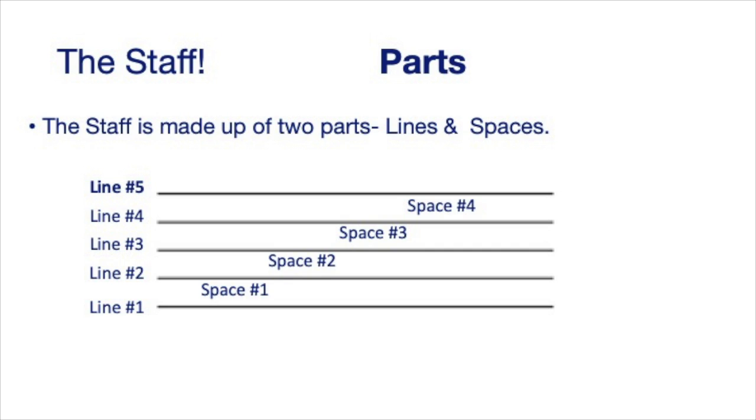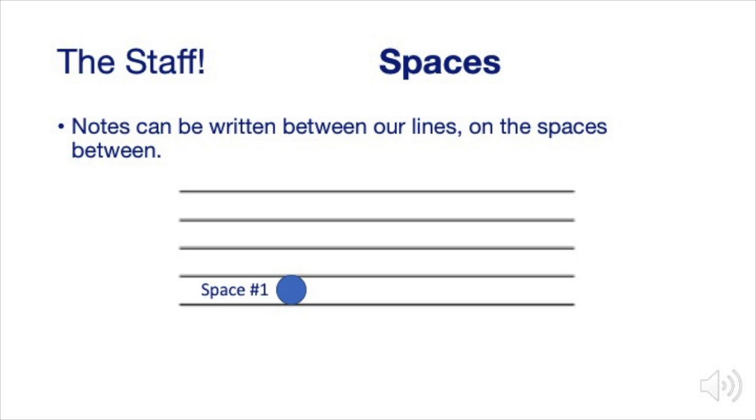Now the second part of our staff are the spaces that we find between the lines. If you look on this, different from where we saw that dot on our lines, when we find a note that's on a space, we're going to see that note occur right between those two lines. We have space 1, space 2, space 3, and space 4 for a total of 4 spaces. Again, that's 5 lines, 4 spaces.